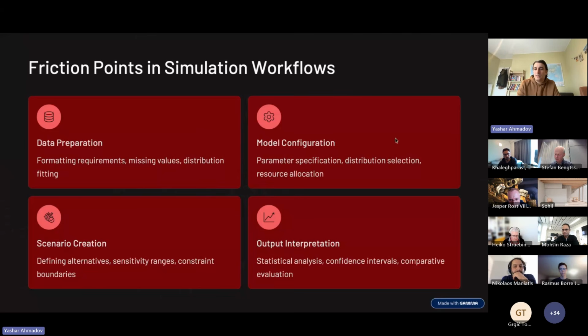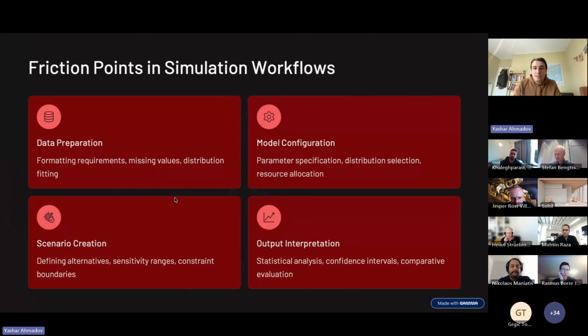Model configuration, you can think of Amazon style, every day millions of orders. This kind of network has very complex configurations, and it's hard for one person sitting in front of a laptop to understand everything. Sometimes these configurations compete with each other. Sometimes they both need to be used together. Sometimes if you make a combination, it makes the model outputs unusable. So this is where another layer of friction comes in. People ask, what are the parameter specifications? What are the distributions? What is the resource allocation we need for model configurations?